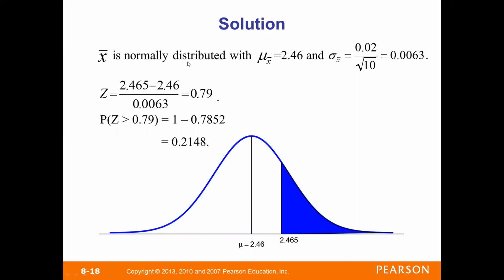Since the pennies were normally distributed with a mean of 2.46, I know that the sampling process will provide a mean of 2.46 as well. So mu sub x bar is 2.46. The standard deviation, or standard error, of that sampling process is the standard deviation of the population divided by the square root of the sample size. So it's 0.02 over the square root of 10, which is 0.0063.